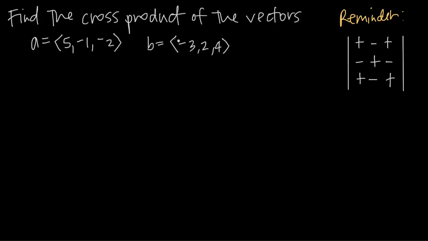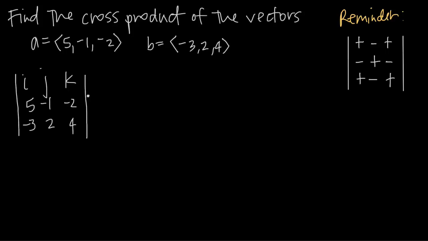All we're doing is putting these two vectors into a matrix with I, J, and K, and then solving the matrix. So here's what the matrix is going to look like. We're going to start with a 3 by 3 matrix, and in the top row we always put I, J, and K. Then we'll do A in the second row, so 5, -1, -2, and B goes in the third row, -3, 2, and 4. And now it's just a matter of solving this matrix.